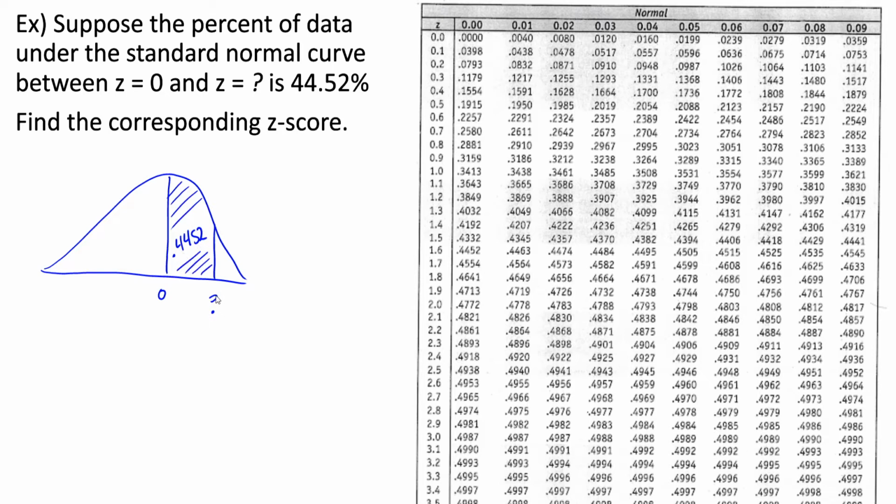Now the way this z-table works is it gives us pieces of area between the mean and some positive z-score. So we'll try to find this value on the table, or the closest thing possible to it, and that's right over here. So we have 1.60.